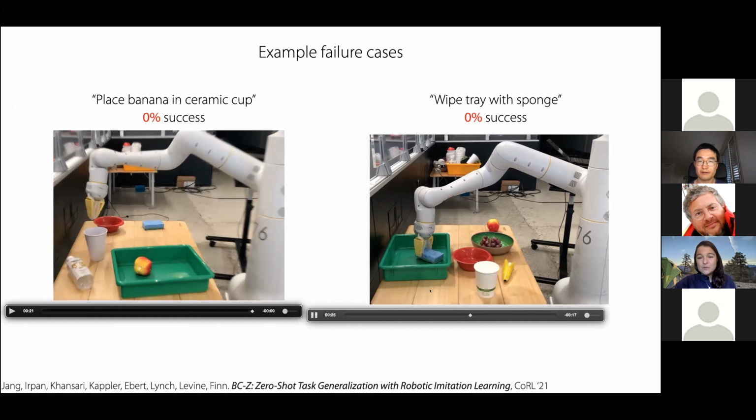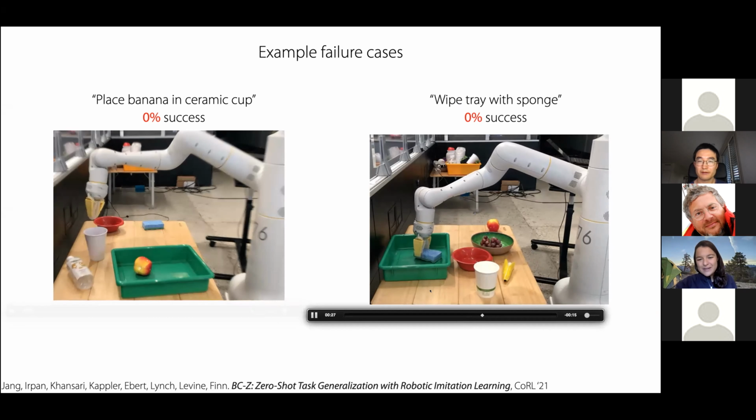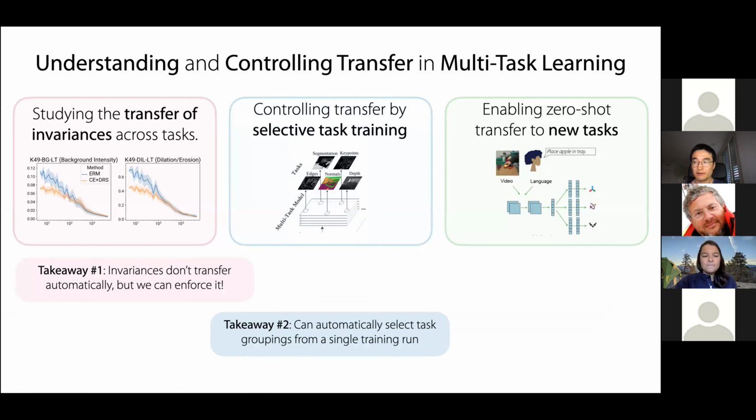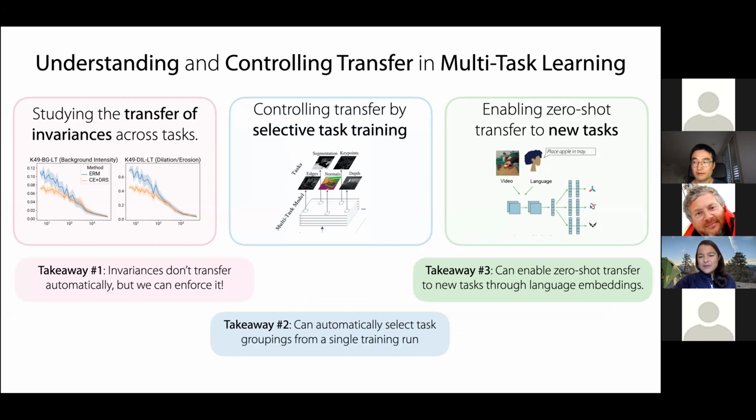And likewise, in terms of wiping a tray with a sponge, the robot very nearly performed the task, but didn't quite finish performing the wiping motion. So it seems like this really fine-grained control of the system, not the perception part and not the task identification part, is the bottleneck for getting good performance. Great. So the final takeaway here is that we can enable zero-shot transfer to new tasks if we give something like a language instruction to the model.